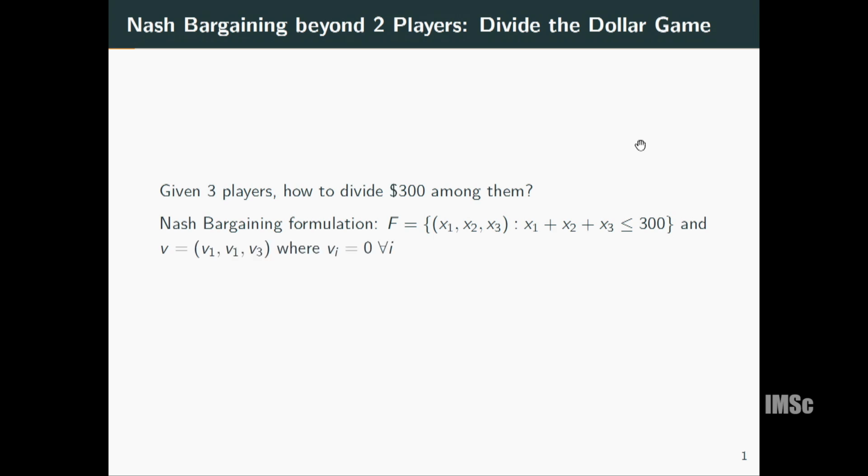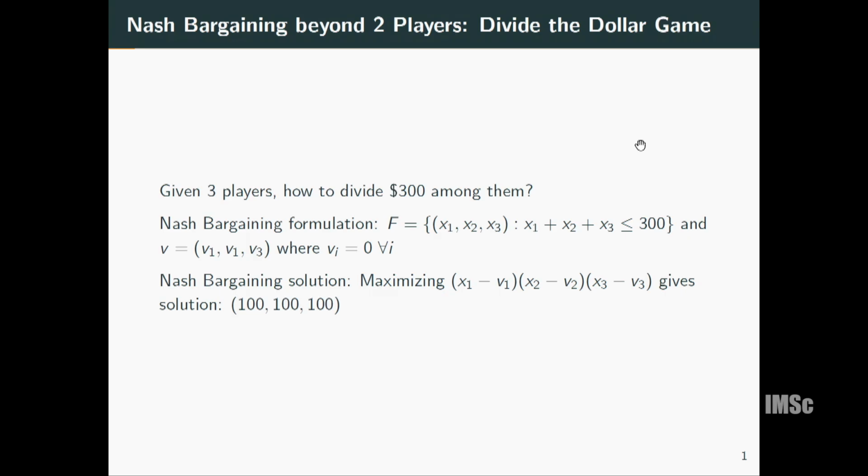And let us assume v is 0, so everybody is happy as long as they are not paying anything. So the Nash bargaining solution will maximize this, which is maximize x1 times x2 times x3. It is easy to see that the Nash bargaining solution will give 100, 100, 100. Seems fair, right? Everybody gets equal, seems to be good.